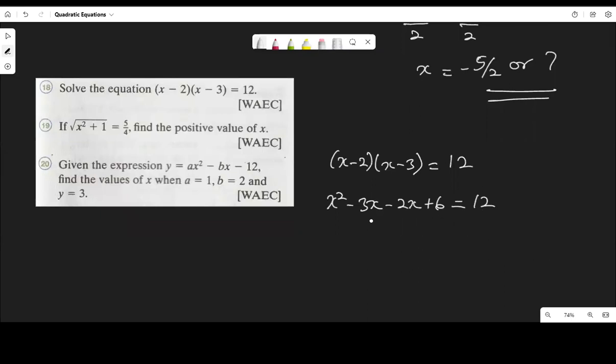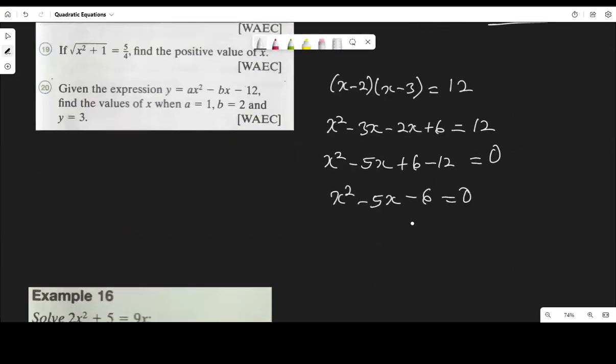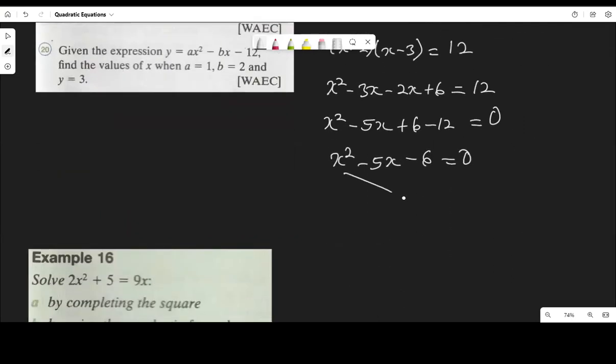Taking this 12 here, I'll have s squared, now minus 3 minus 2 is minus 5s, plus 6 minus 12. This is plus 12. When it crosses, it becomes minus, equal to 0. Since we have moved 12 away from there, everything should be 0 here. So that s squared minus 5s, 6 minus 12 is minus 6 equal to 0. Here we arrive at a quadratic equation.